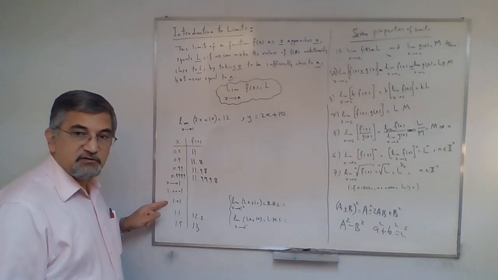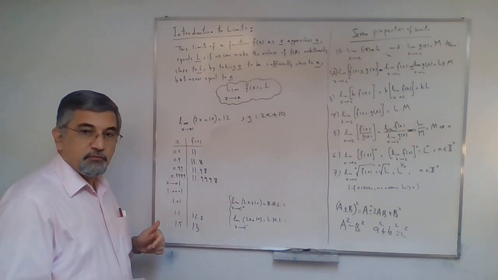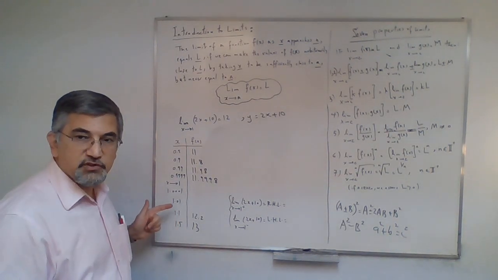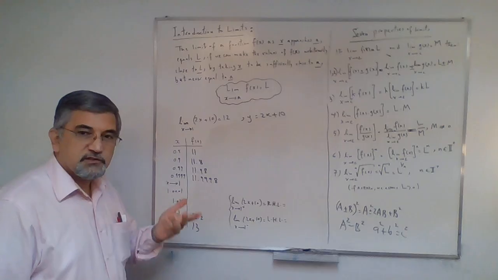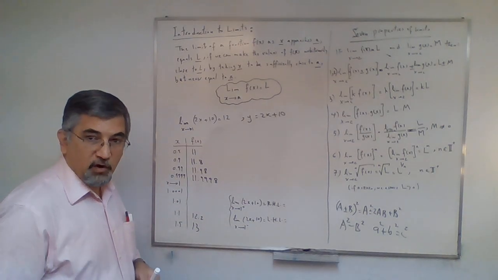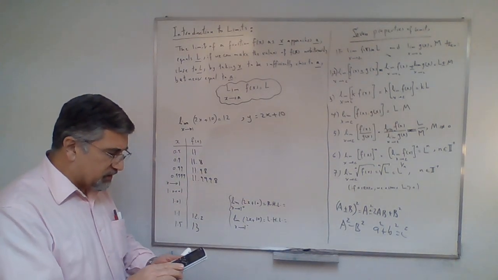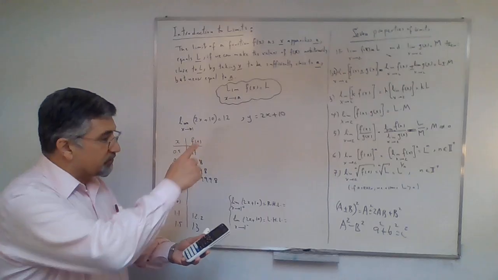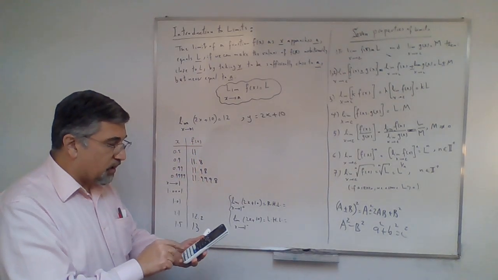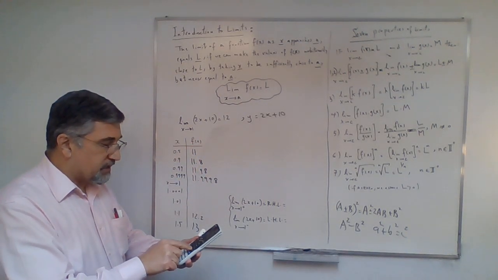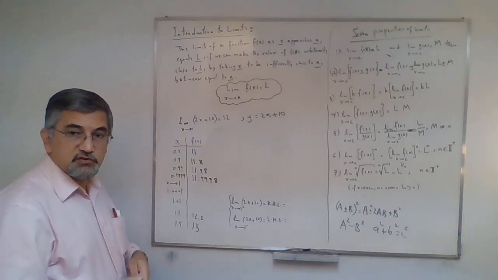1.01 is another value I selected. I know you might have noticed the trick I'm using here. 1.01 is a number that is very close to 1 actually. It's a little bit more than 1, but it's close to 1. So I'm going to plug in 2 times 1.01, and then I'm going to add 10, and I get the answer of 12.02.